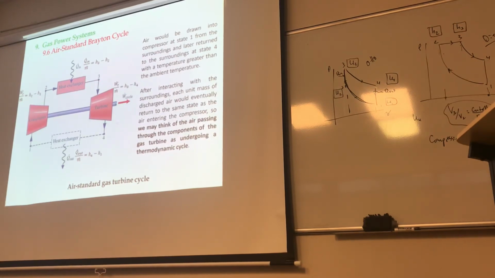And the difference in H's, just by looking at this, you know there is no work. This is like a little open system, right? The only thing that's going through the boundary is Q. So H3 minus H2 is equal to simply Q in.